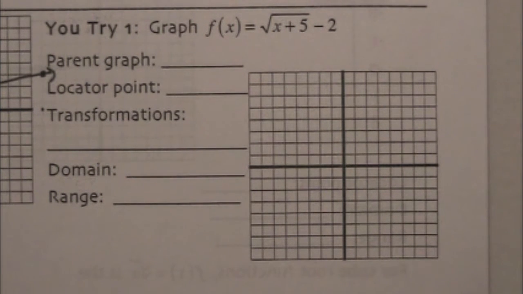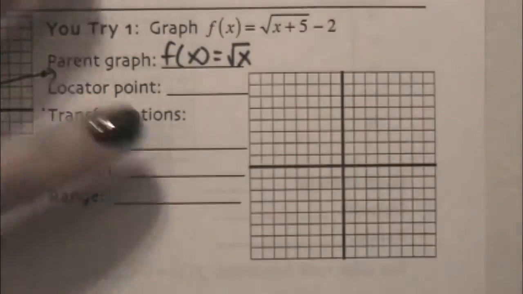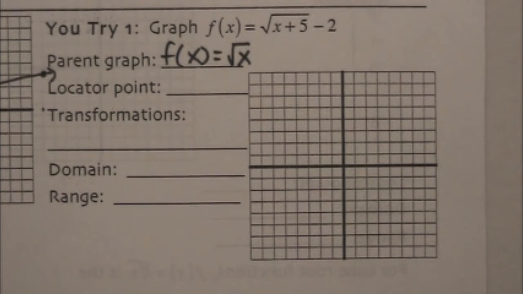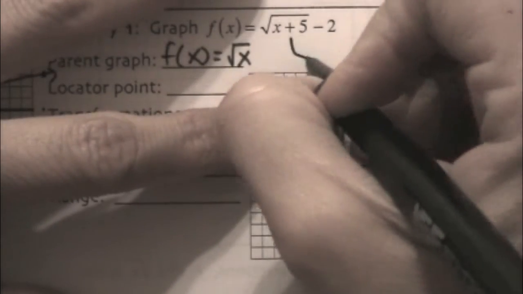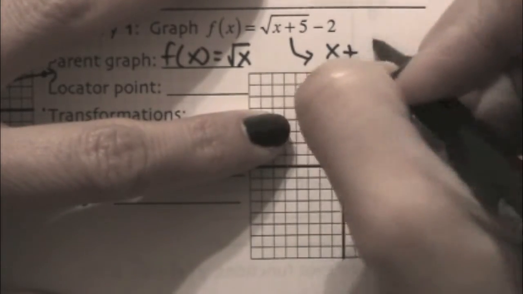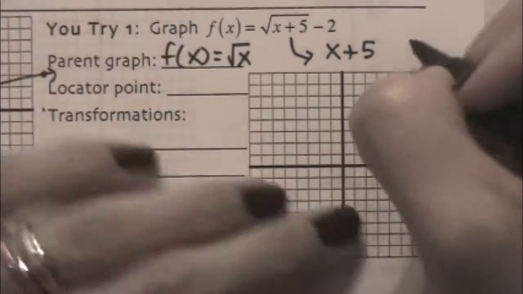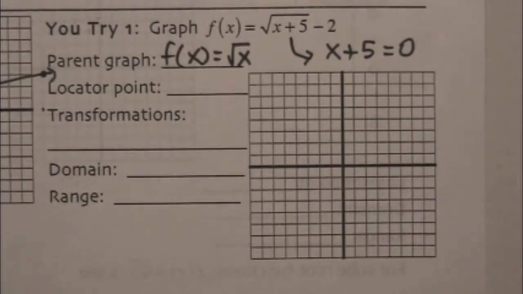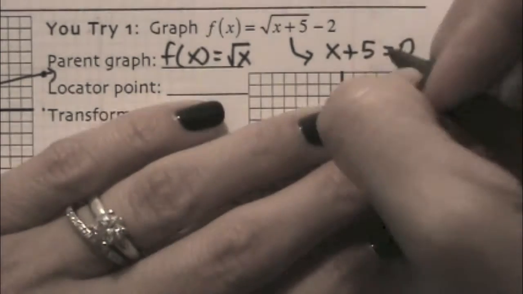Okay, this next example says graph f of x equals the square root of x plus 5, and then minus 2. So our parent graph is going to be the square root of x. This time we have 2 transformations. You're taking what's underneath the radical, set it equal to 0. When you solve, you get x equals negative 5.